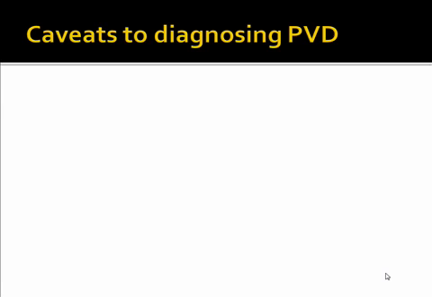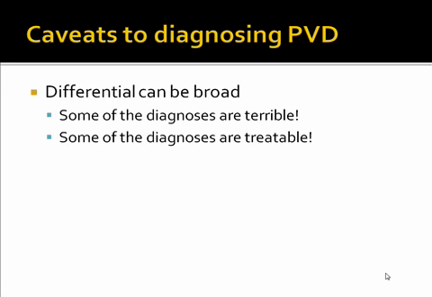This case brings up some important things to be aware of when diagnosing visuospatial dysfunction. The differential can be broad. Some of the diagnoses can be terrible. In fact, prion disease, or Creutzfeldt-Jakob disease, is one thing that can cause this pattern, which comes on relatively rapidly and has no cure. Some of these diagnoses, like epilepsy, are treatable, and in much more important of a way than the treatments that we give for dementias. And this case, I believe, is a good example of that.